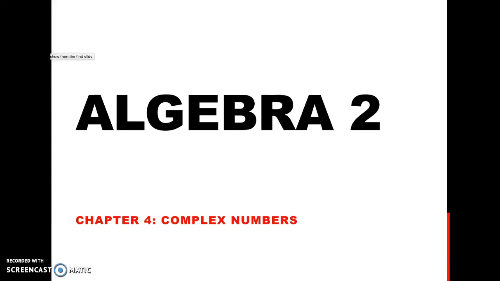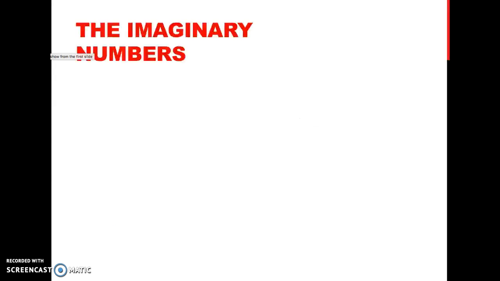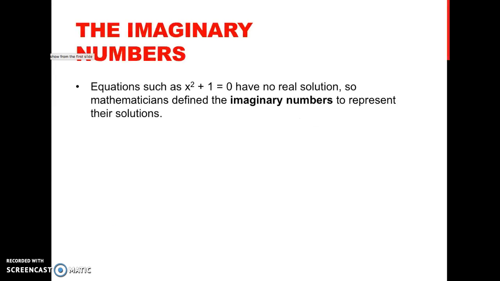Algebra 2, Chapter 4, Complex Numbers. The imaginary numbers is what we're going to be talking about today. So we have equations such as x squared plus 1 equals 0. They really don't have a real solution. So mathematicians defined the imaginary numbers to represent their solutions.